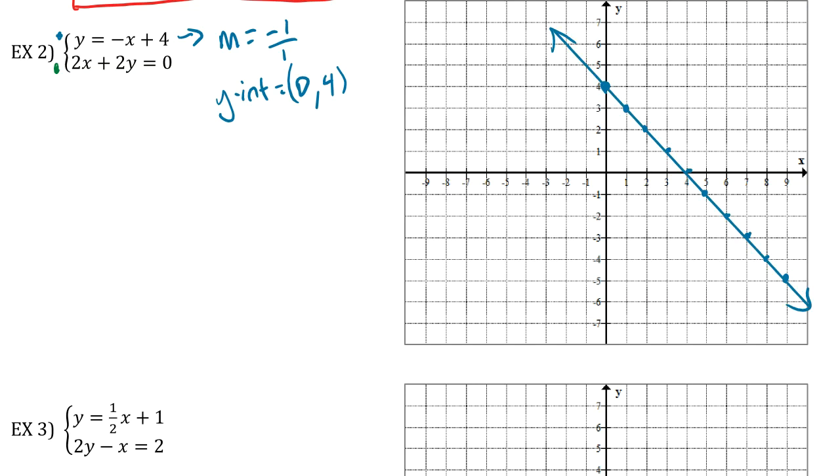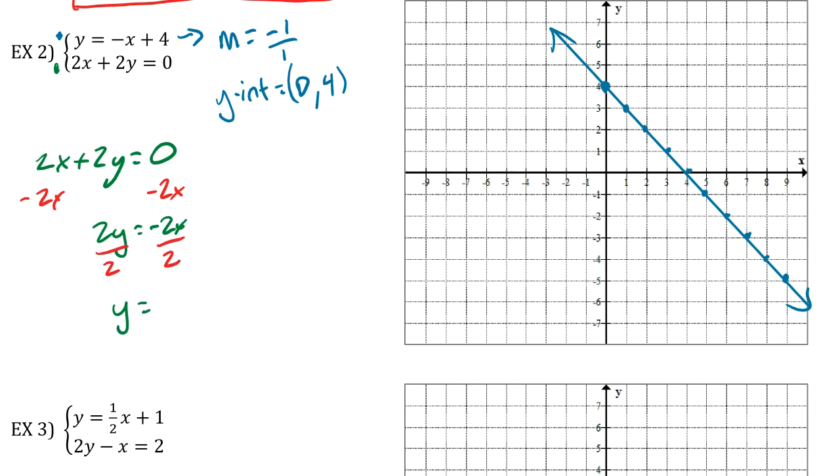Now we go for our second one. So 2x plus 2y equals 0. In this case, it's not quite solved for y yet. So we can start off by just subtracting 2x from both sides. We get 2y equals -2x. And then we can just divide both sides by 2. So we get y equals negative x.